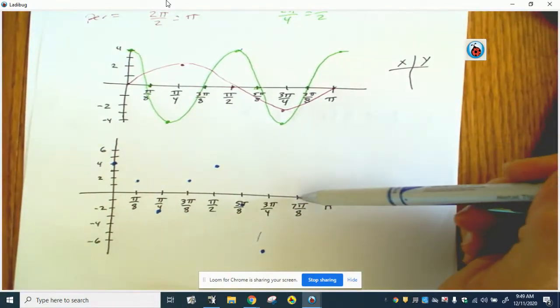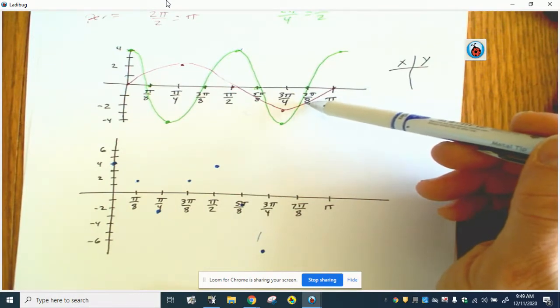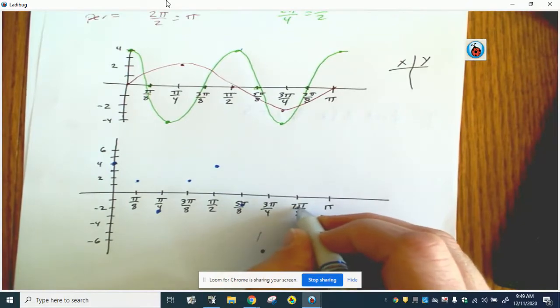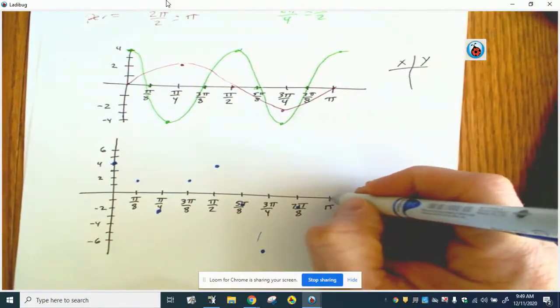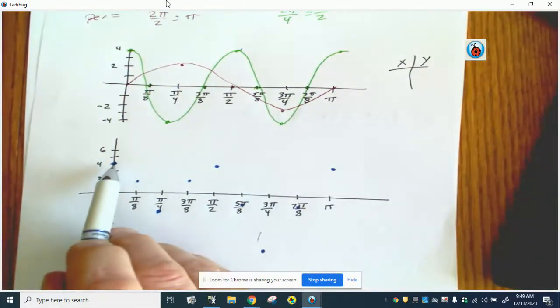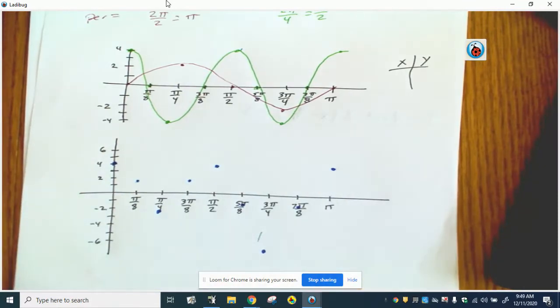And then 7 pi over 8, we're at 0. We're at maybe a little bit less than -1. So again, probably about the same height we were there. And then 0 and 4. We add those together as 4. And that's important to make sure. Remember, we have to start and end at the same spot. That way we know we have a full cycle.